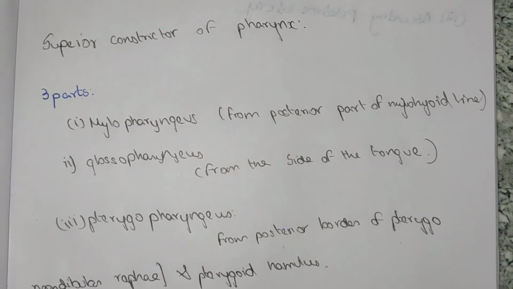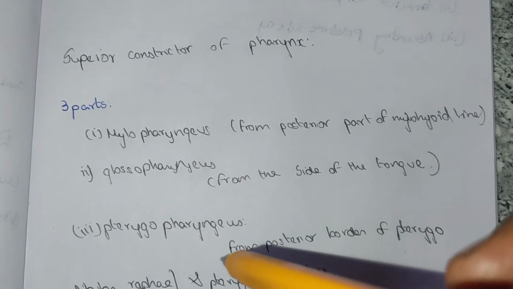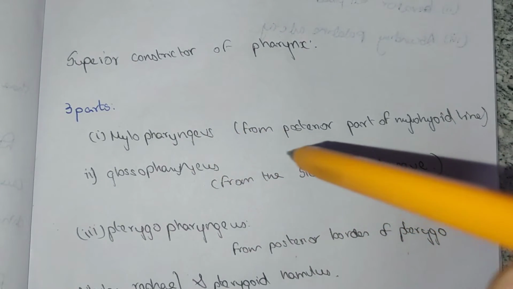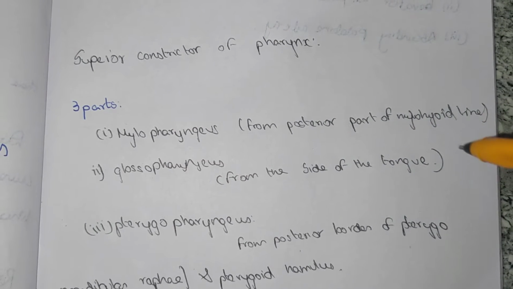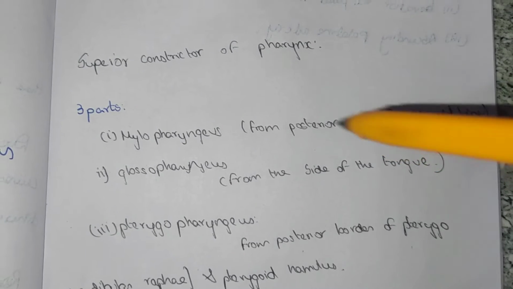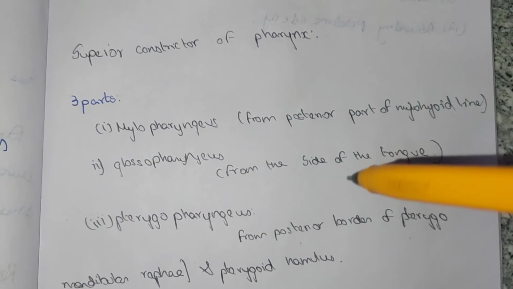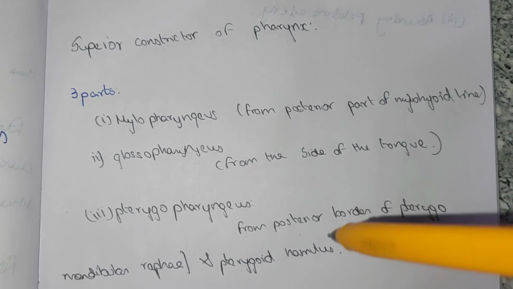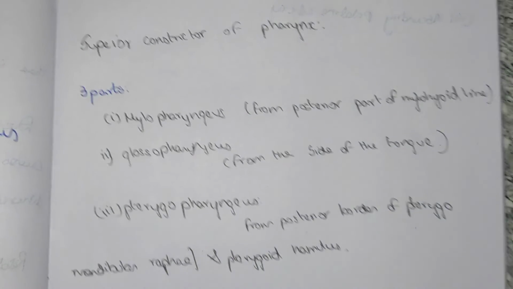Now we will see the superior constrictor of the pharynx. It has three parts, which is mylopharyngeus, glossopharyngeus and pterygopharyngeus. The mylopharyngeus is from the posterior part of the mylohyoid line. The side of the tongue gives the glossopharyngeus. The pterygopharyngeus is from the posterior border of the pterygomandibular raphe and the pterygoid hamulus.